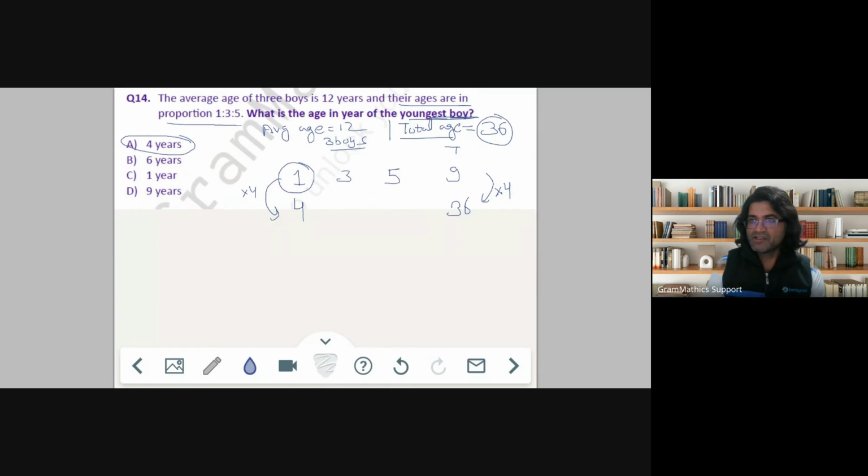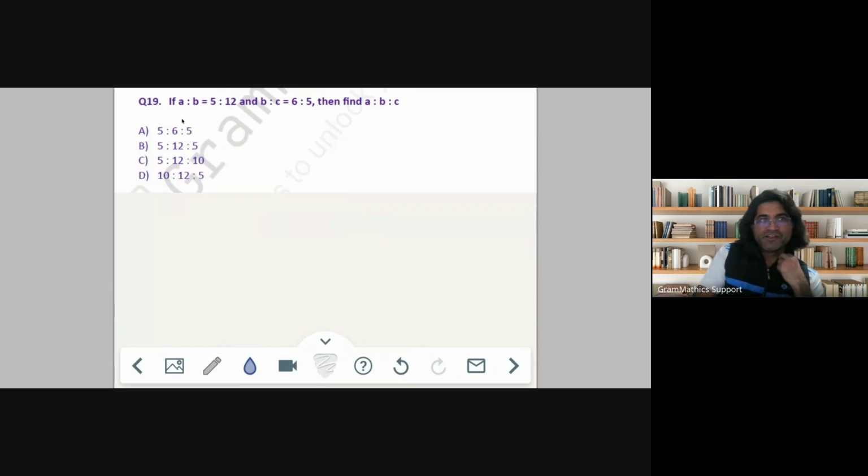Okay. Anything else? One good question I wanted to actually do before I wrap up the class. Ratio of A is to B is 5:12. B is to C is 6:5, and you have to find A is to B is to C. So they have not given them together. They have separated them out, and now you have to find them.